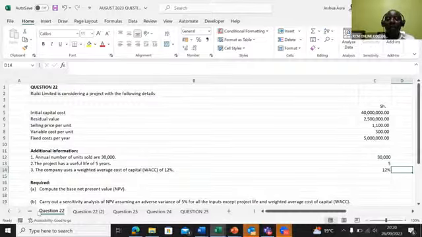If you look at part B, carry out a sensitivity analysis of NPV, assuming adverse variance of 5% for all the inputs except project life and WACC. You see here now they want us to change these things. So for the first one, I'm going to use this information the way it is to get net present value. You can only get net present value if you are using the cash flow model. You must first of all calculate cash flow. How do we get cash flows? First of all, by predicting or rather ascertaining profits.